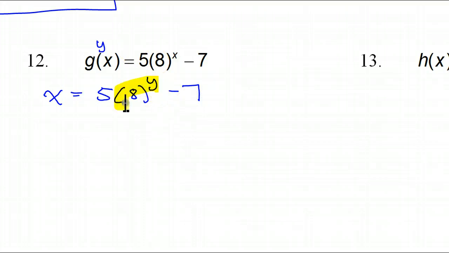Now, before we do any changing of the forms, we need to get the base and power part, the yellow part, by itself. Am I going to divide by 5 first, or am I going to add 7 first? That's right, clearly I'm going to add 7.